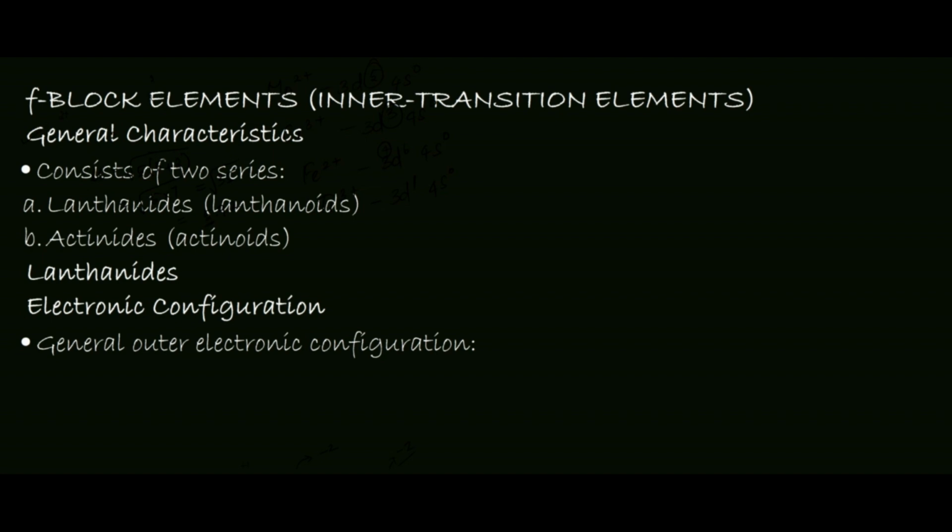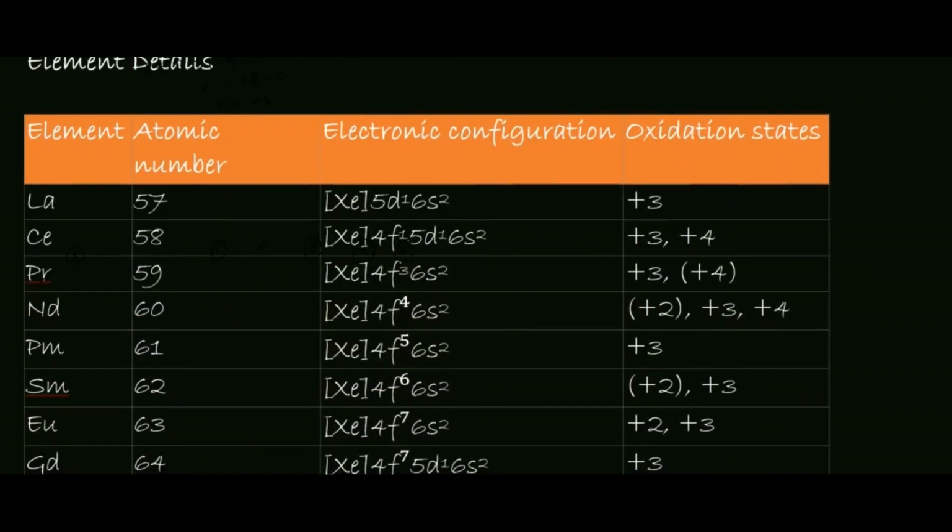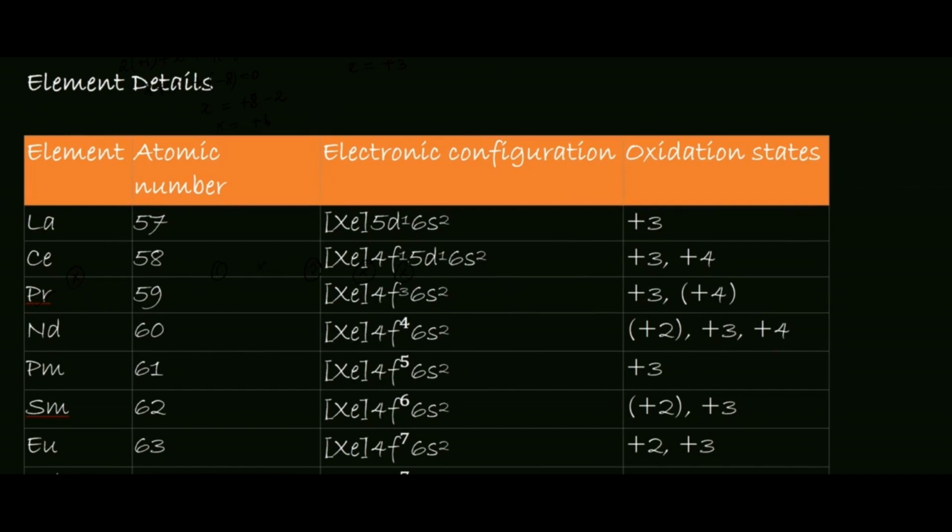Right? So lanthanides, starting from lanthanum to lutetium, actinides are actinium to thorium. Right? So these are called inner transition elements because they are having some properties of transition elements as well. So the outer electronic configuration, let's see. So it is entering N-2 F orbital. That's why we are calling that as F block elements. Right? So here you can see the oxidation state and electronic configuration.